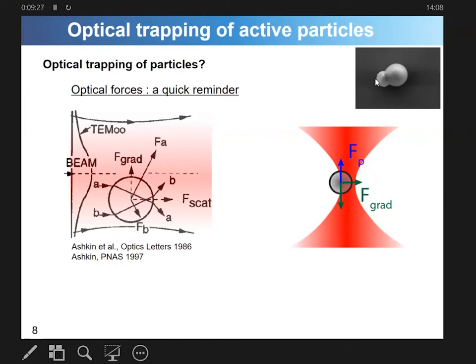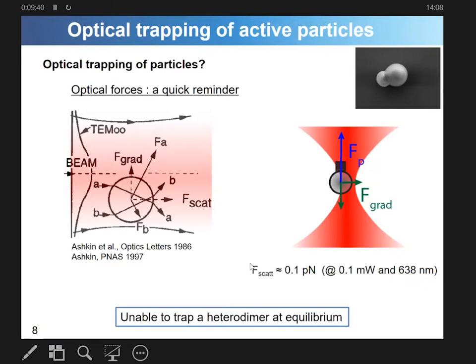But now what happens if we have our heterodimer particle, the one that you can see at the top right of the slide? In that case, you add the hematite part, which is a metallic part and which is strongly scattering. And since it's strongly scattering, if your particle is not swimming and you're just trying to trap it, then you can't trap it. Basically, you will just push it away because the scattering force is too strong. So the radiation pressure is too strong. You cannot trap it when your heterodimer is at equilibrium and when it's not swimming.